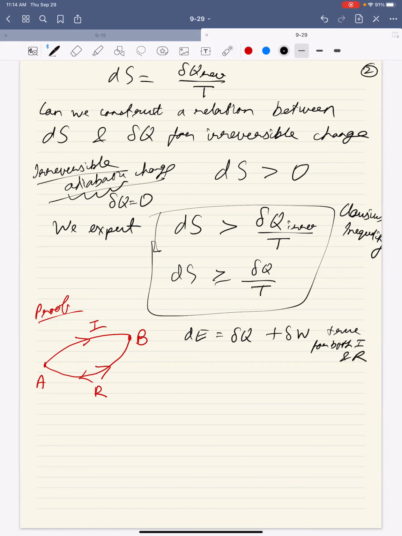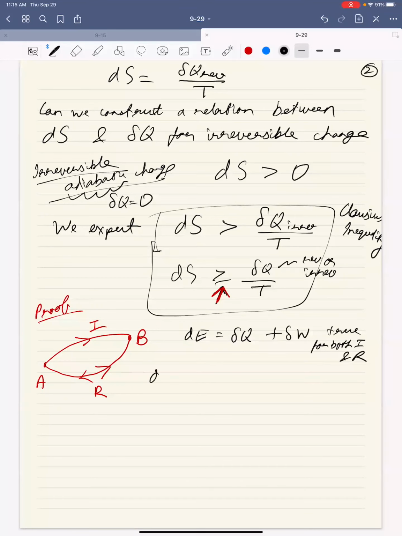Yes, Sophia, you have a question? What's the difference between the dQ irreversible and the other dQ? Is that just general, reversible or irreversible? Notice the equality showed up, right? So if it was reversible, then dS would be equal to delta Q by T. So in this way of going from A to B, dE is equal to delta Q plus delta W for both I and R, right? That's just first law of thermodynamics.